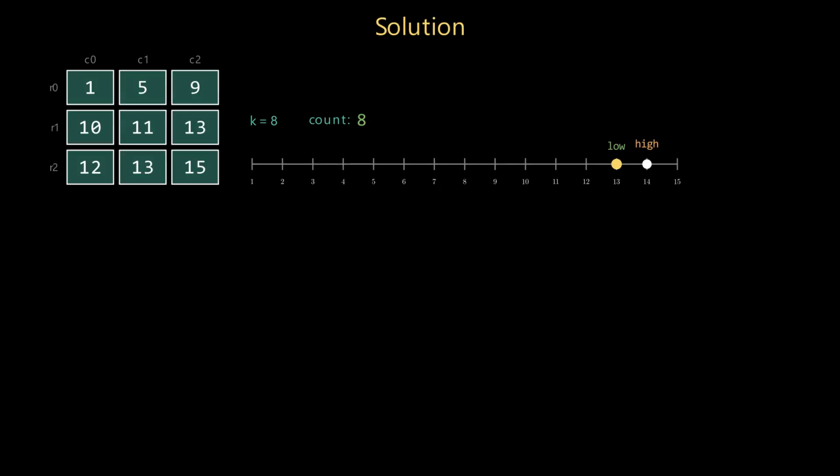Third probe, with low 13 and high 15, mid becomes 14. Count of entries less than or equal to 14 is 8, which reaches k, so 14 is feasible. Shrink high to mid, so high becomes 14. Fourth probe, with low 13 and high 14, mid becomes 13. Count of entries less than or equal to 13 is 8, still feasible, so shrink high to 13. Now low equals high equals 13, so the search stops. 13 is the smallest value whose count reaches 8, matching the kth smallest matrix entry.